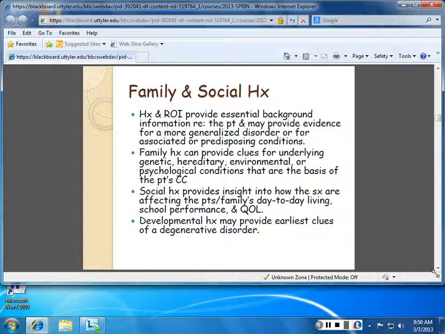Social history, especially with kids. How are these symptoms affecting the patient and the family's day-to-day living? The kid's school performance and quality of life. What impact is it having on them? And the developmental history may provide you really early clues of a degenerative disorder.